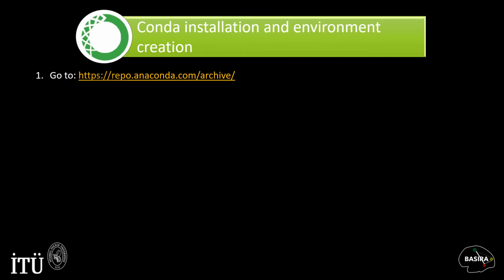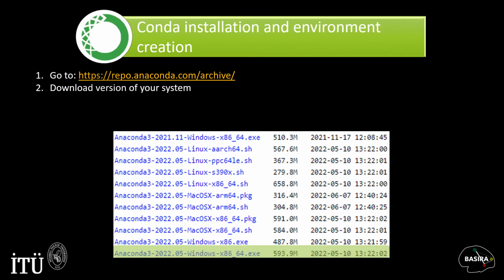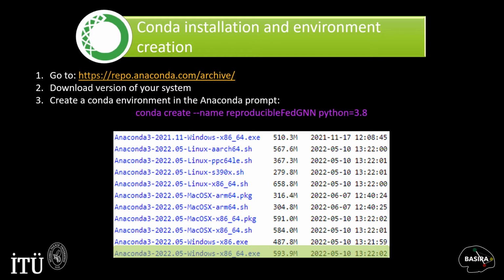As a first step, you will download the Anaconda environment from the following website. Please download the latest stable Anaconda version that is suitable for your system. For example, in my case, I downloaded May 2022 distribution for the 64-bit Windows system. After the installation, create a Conda environment by typing the following command in your terminal. We will use this environment to store all required packages.